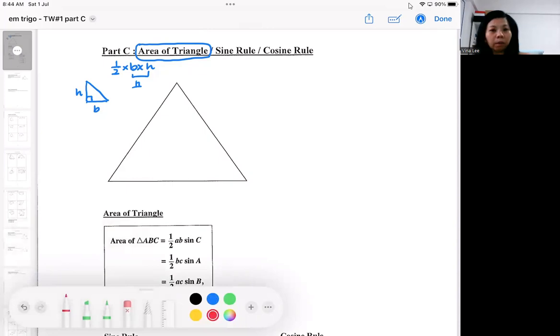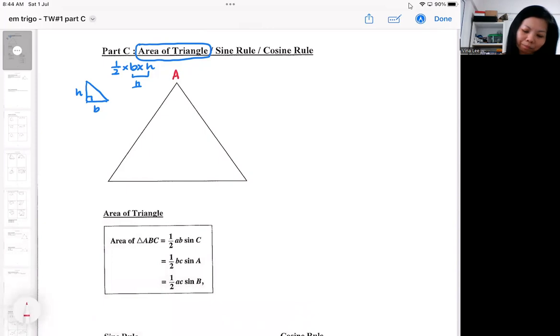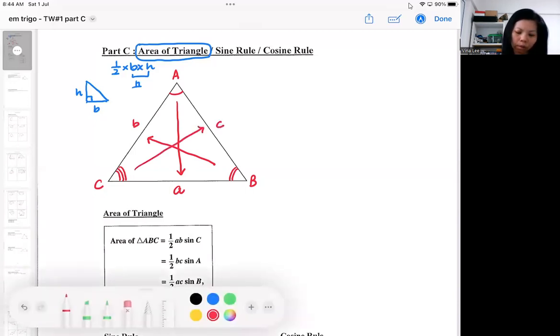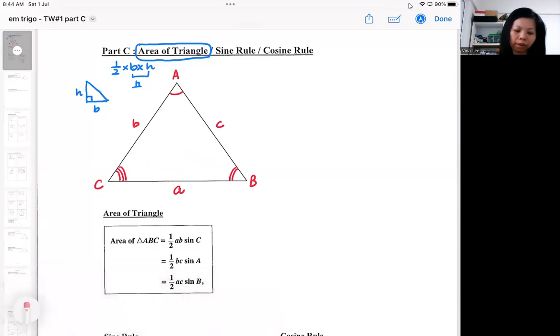Before I go into that formula for the area of a triangle, let me show you the notation again. A capital letter stands for the angle, and a small letter stands for the length. So opposite the angle A, you will have length a. Opposite the angle B, you will have length b. Opposite the angle C, you will have length c. So let's just recap the notation first.